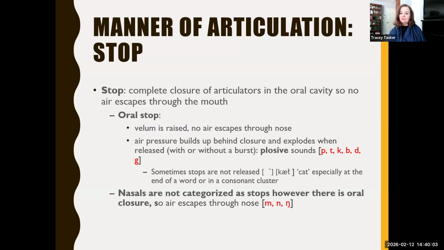So for example, if you say the word cat, you don't get a burst at the end as you would if it was at the beginning of the word, okay? Also, if you're saying it in a consonant cluster, you're not going to have that same plosive explosion quality. Nasals are not in the stops category, okay? They're not in the stops manner, they're their own manner, but they are essentially a type of a stop, but instead of the air going through the oral cavity because of the obstruction, the air is going through the nasal cavity, okay?